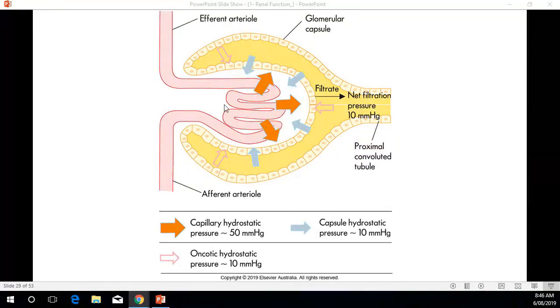And this is where, remember, the auto-regulation comes into play as well. Each nephron regulates its own blood flow and everything.